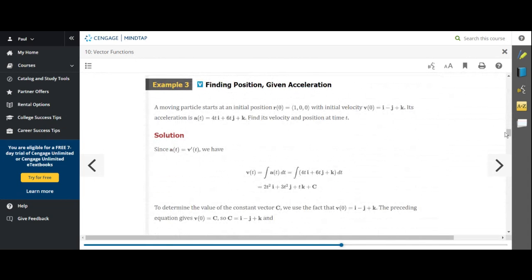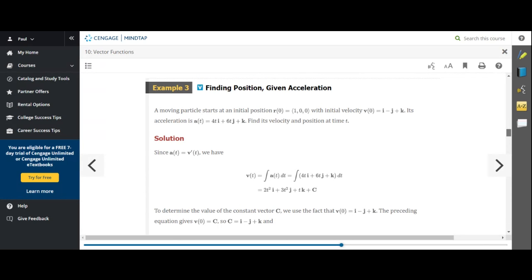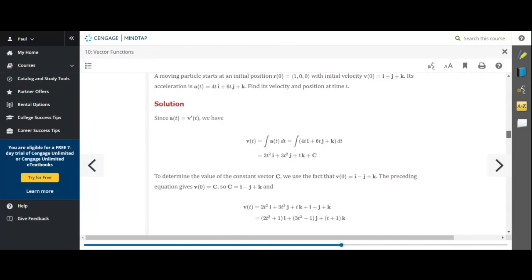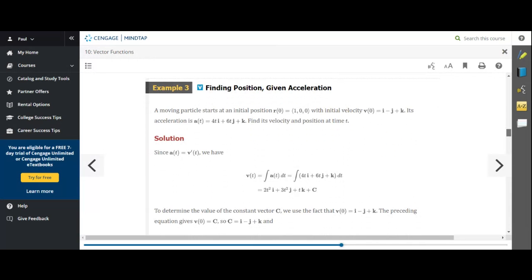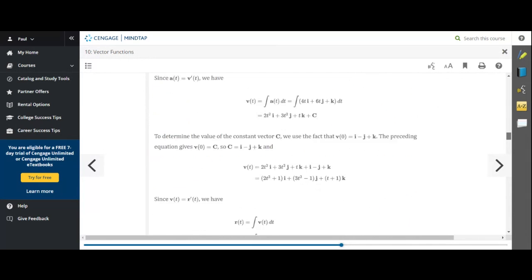Example 3 deals with finding position given acceleration, from an integral sense. I'll let you look at that example. I want to get one example done before our class ends. I might go over a little bit, but you've seen this kind of thing where you integrate a vector.